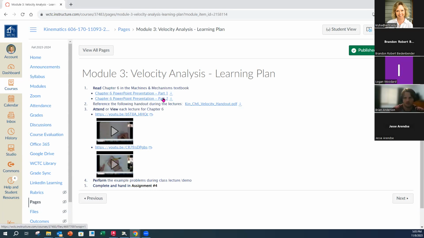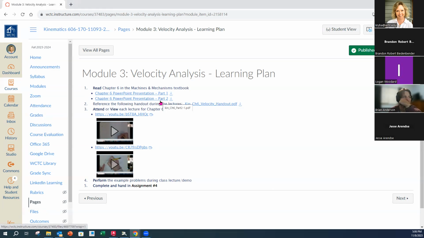So we had a couple PowerPoints. We broke this into 2 lectures. The first lecture, part 1, was looking at how there was a relationship between straight line velocity when we have an object or a link that is rotating. So we established that relationship between straight line velocity, angular velocity, and distance away from the center of rotation.